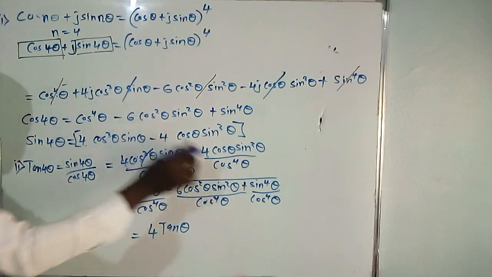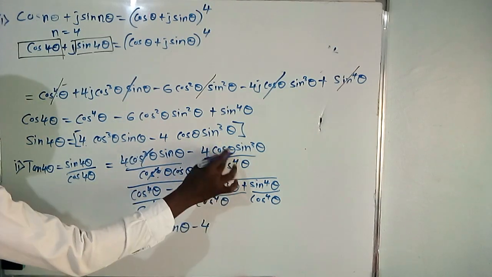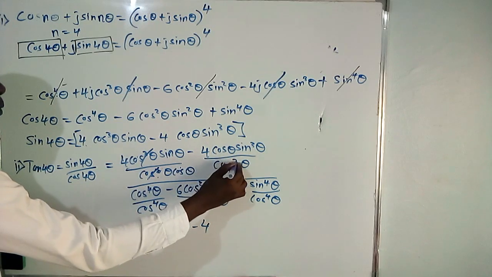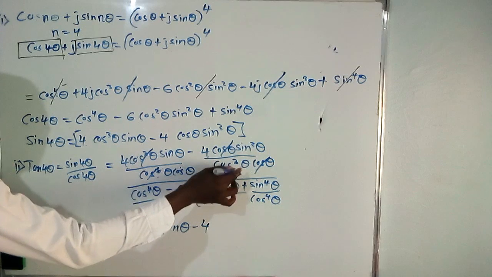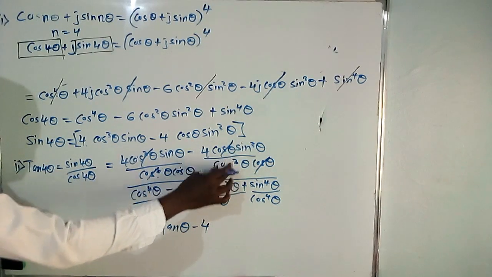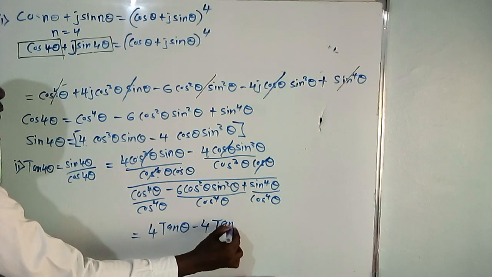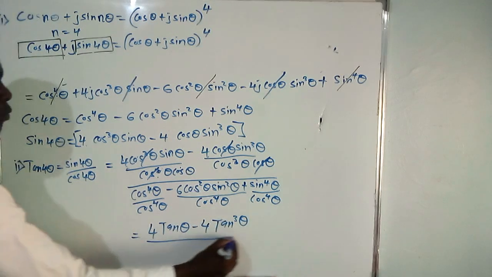Go to the second term in the numerator, it is minus 4. Then 1 cos theta cancels out with 1 cos theta, so we remain with cos raised to power 3 theta. So here we now have sin raised to power 3 theta over cos raised to power 3 theta, which is tan raised to power 3, isn't it? Are we together?